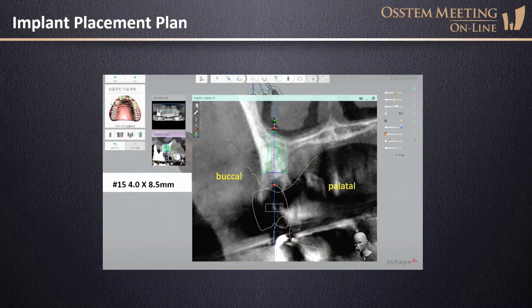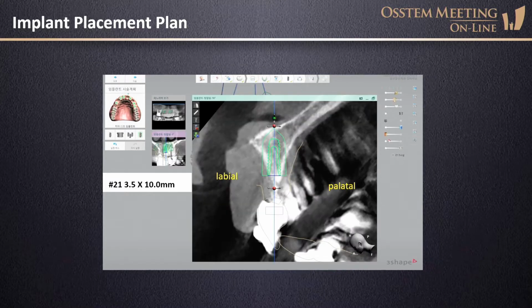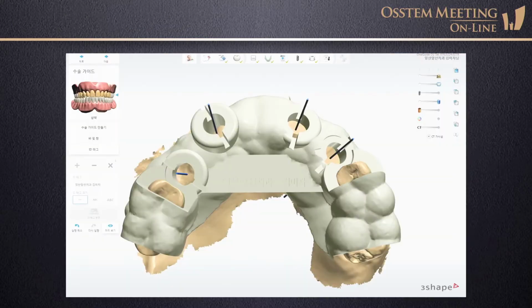In the right upper second premolar area, a 4.0 by 8.5 TS3 implant was planned. In the right upper canine, 3.5 by 10. In left upper central incisor, 3.5 by 10 as well. In left upper canine, 3.5 by 10. This is the OneGuide template design.